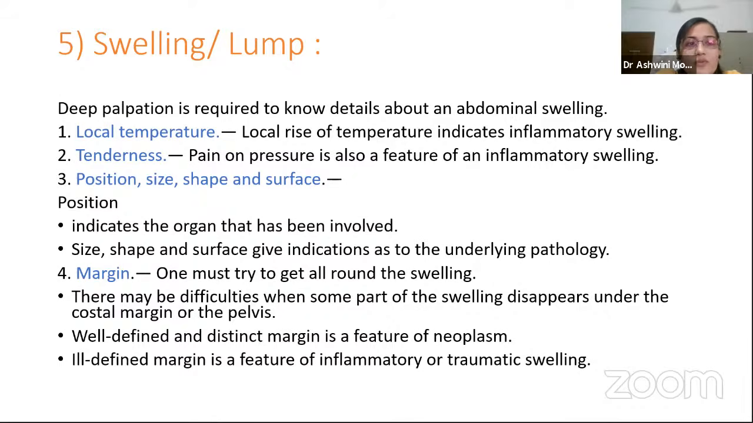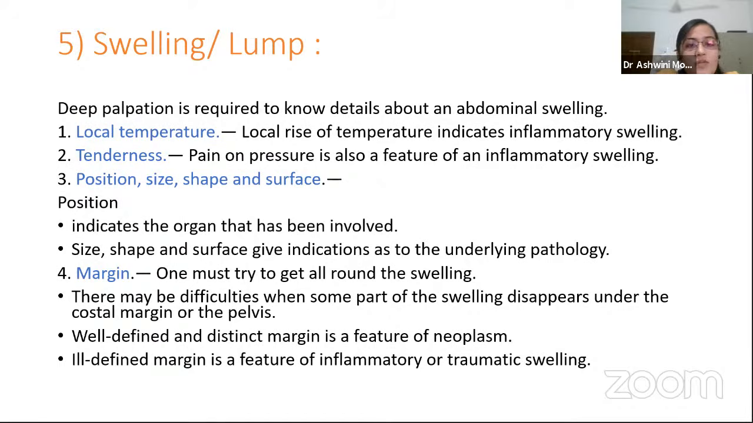Third, we have to see where the swelling is positioned, what is the size and shape of it, and what is the surface of it. Position indicates which organ is involved. As I said again and again, the region is important. Size, shape and surface also indicate the underlying pathology of the organ, which organ is involved, and how much enlarged it is. So what pathology might be there.